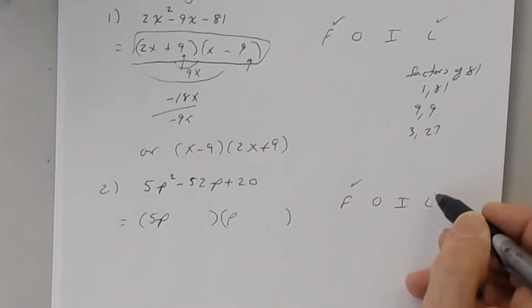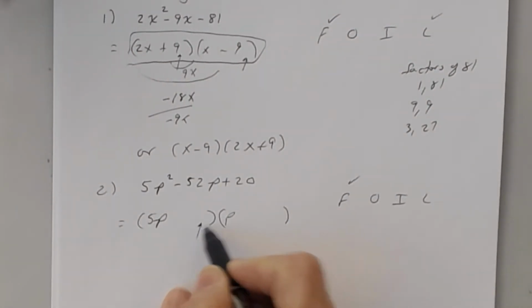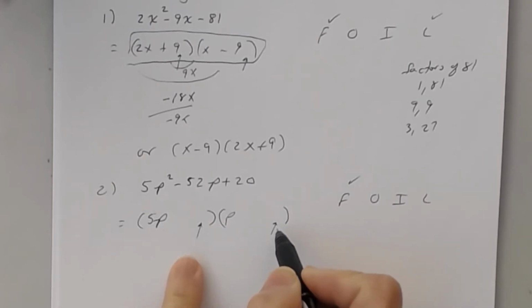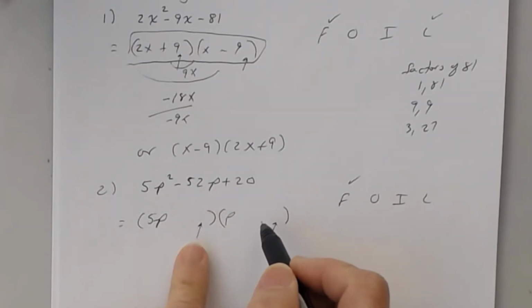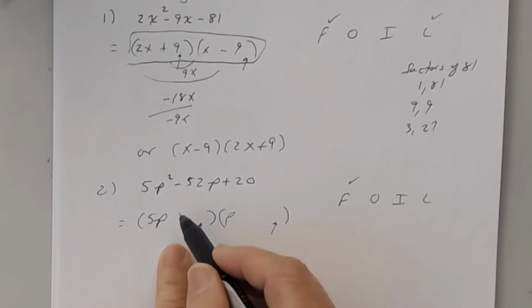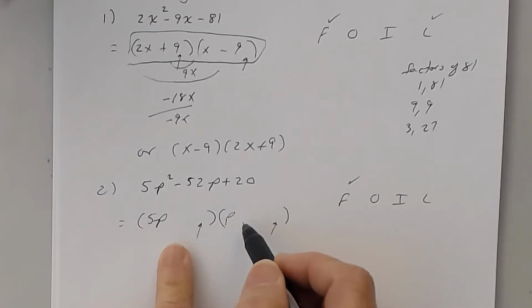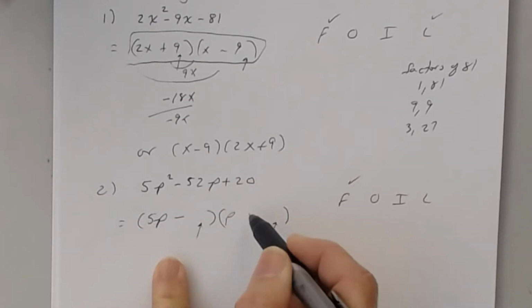All right, now let's go to the last. What's my last term? 20. What kind of 20? Positive. Now what that means, and we talked about signs last time, is that when I look at these two factors here and multiply them together, I need to get a positive 20. The only way that you can get a positive number is if these signs are the same. Now, are they going to both be positive? No, they have to be negative because my middle sign is what? Negative. All right, so they have to be that.